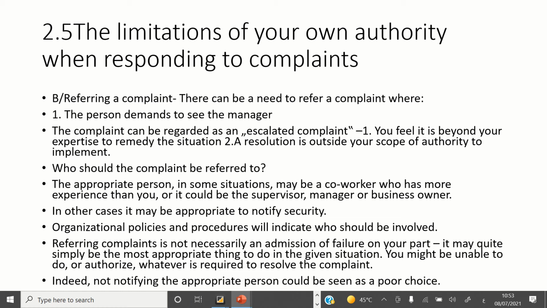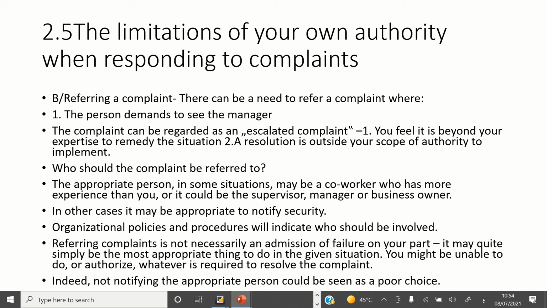Who should the complaints be referred to? To the appropriate person. In most cases, to another co-worker, a colleague more experienced than you, or it could be your supervisor, managers, or business owners. So this is the type of people that you can transfer the complaint to. In other cases, it might be appropriate to notify security. For example, if you notice people with a gun or a weapon in the hotel, then you have to notify the security of the hotel.